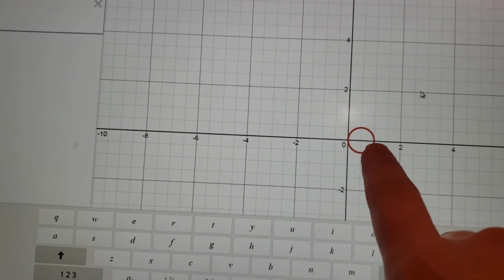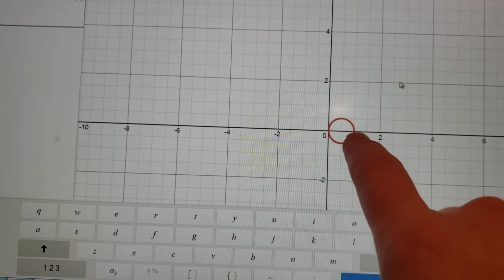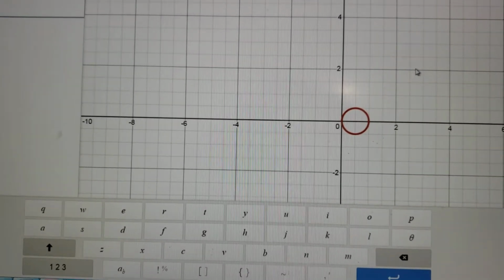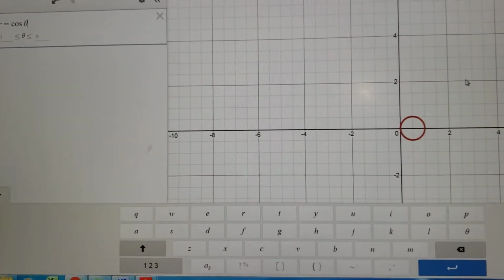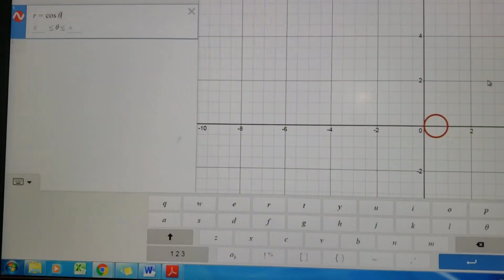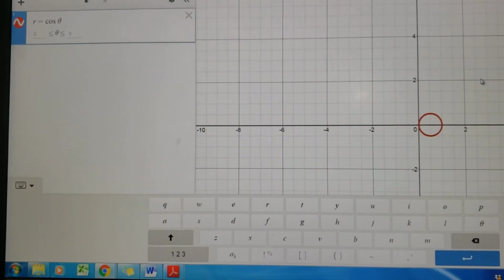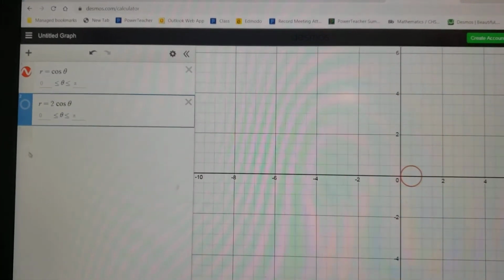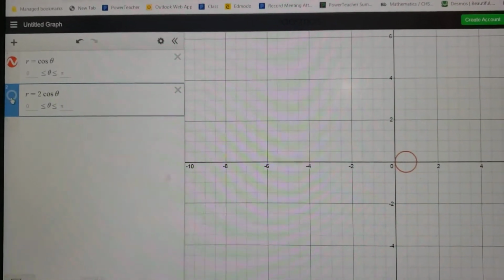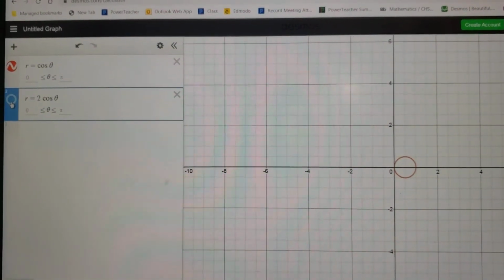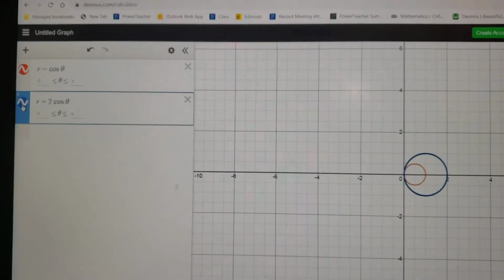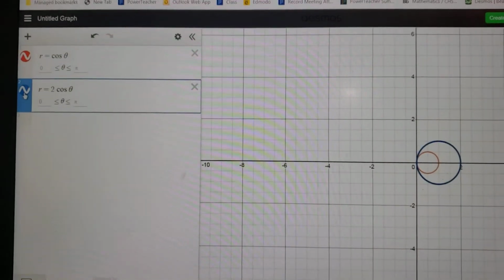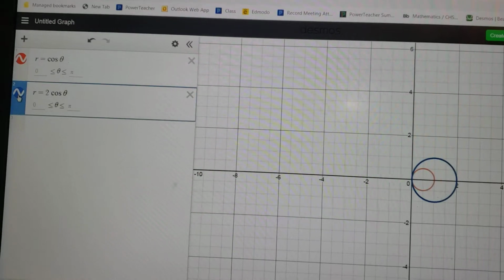Okay. It hits 0, 0 and opens to the right. The circle goes to 1, 0. So let's see what would happen if we made it r equals 2 cosine theta. So here's r equals cosine theta. Now I'm going to click and show you in blue r equals 2 cosine theta. Notice it's still opening to the right and it now has a diameter of 2.